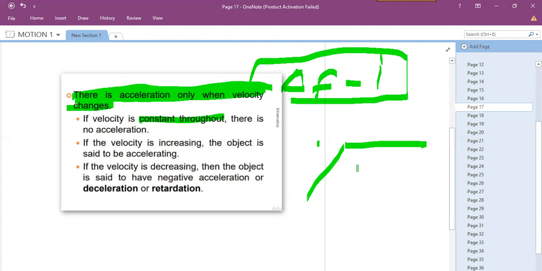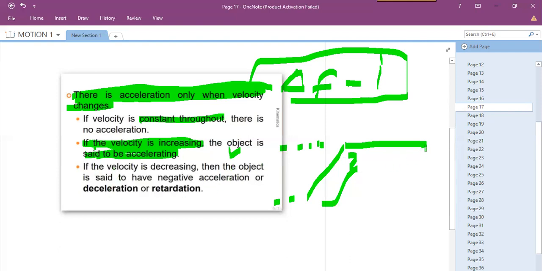Constant motion means zero acceleration. If velocity is increasing, acceleration is there. So if velocity is increasing, the object needs to be accelerating, because with every increase in velocity, like this graph here, this slope here, there'll be acceleration. So this one we can say is correct.